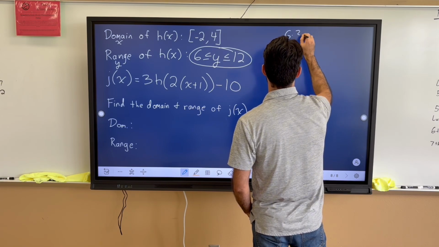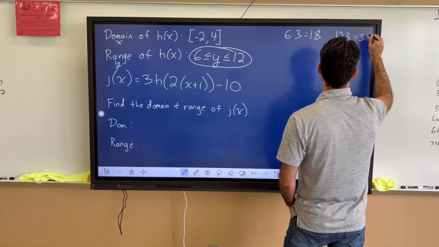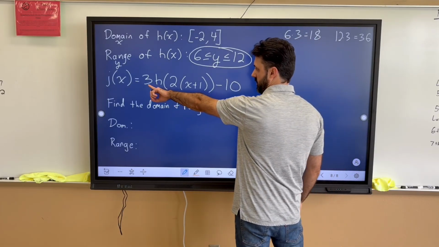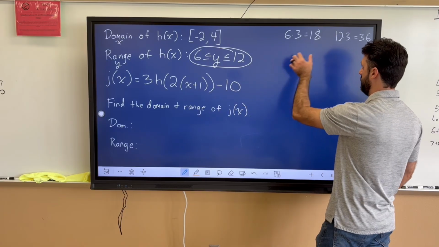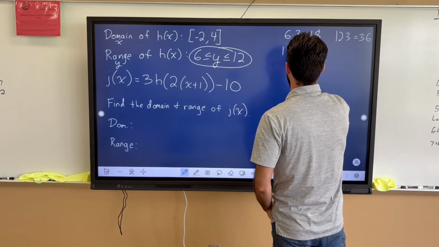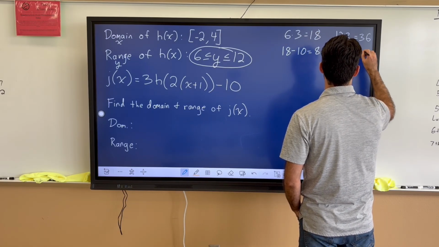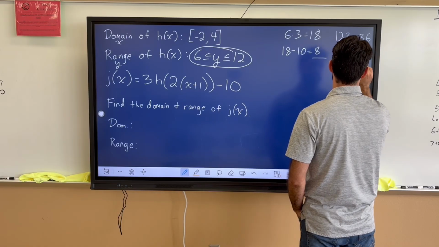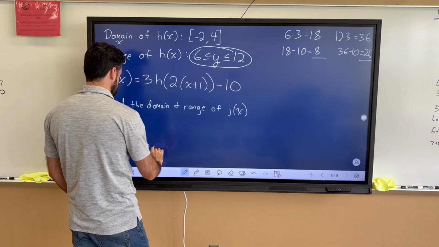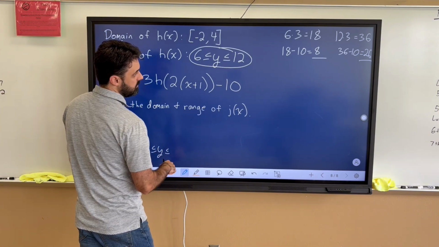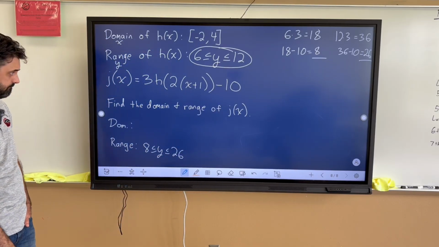All right, so I'm going to do the 2 on the outside. I'm going to start with the times 3. So we're going to take our range here, which was from 6 to 12, and we're going to multiply both of those by 3. So the 6, we're going to do times 3 to get 18. And the 12, we're going to do times 3 to get 36. All right, so that takes care of the times 3. Now we're going to do the other one that affects the y's. That's the minus 10. So we're going to take the values we just got, and we're going to subtract 10 from both of those. And these are the values of our new range. All right, so the minimum value is 8, and the maximum value is going to be 26. Okay, so that's our range.